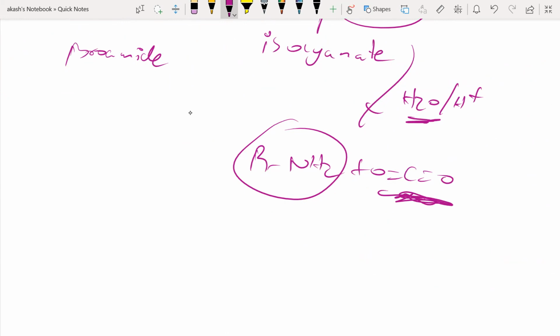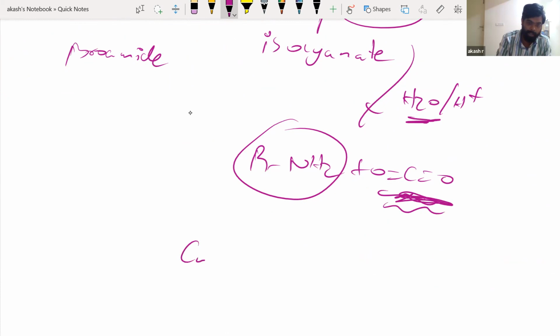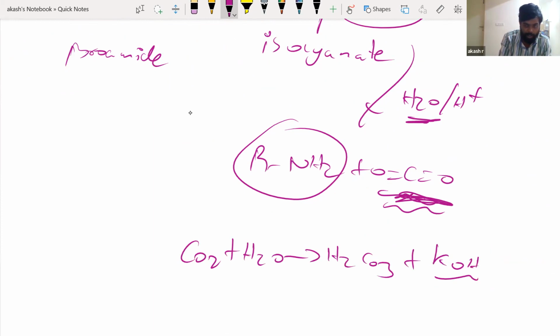Okay, now, how do I prove that this CO2 is an acidic oxide? The moment CO2 is released, and there is water as a medium, you will form H2CO3. And this H2CO3 will react with a base, which is already there in the form of KOH, to form K2CO3 plus H2O. That is how it happens.